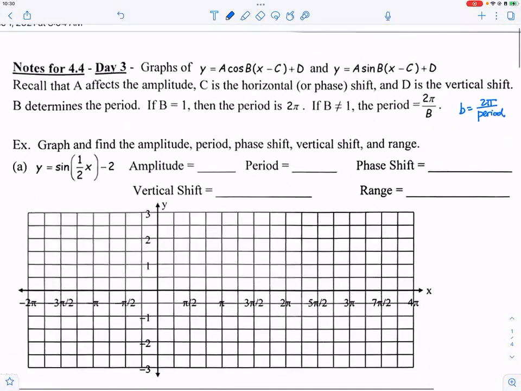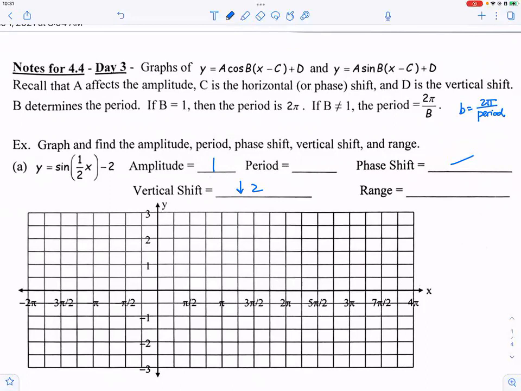Okay. So we have gone through all the A, B, C, D terms by now. So let's go ahead and have some fun with these graphs with our A, B, C, D terms. Okay, so now let's look at the first one. What's the amplitude? 1. Vertical shift. Down 2. Horizontal shift or phase shift? Nothing, 0. Okay. So what's the period?